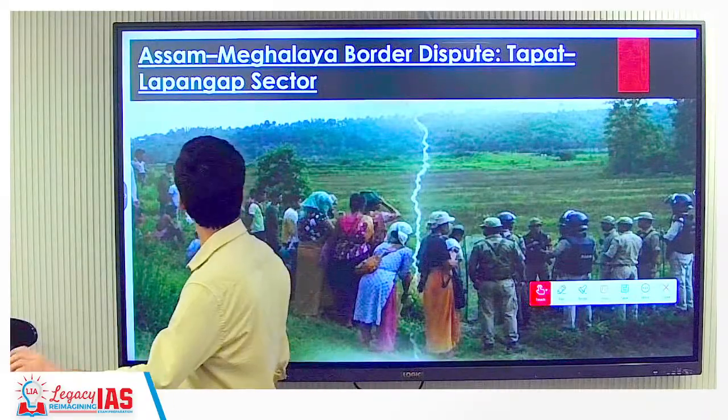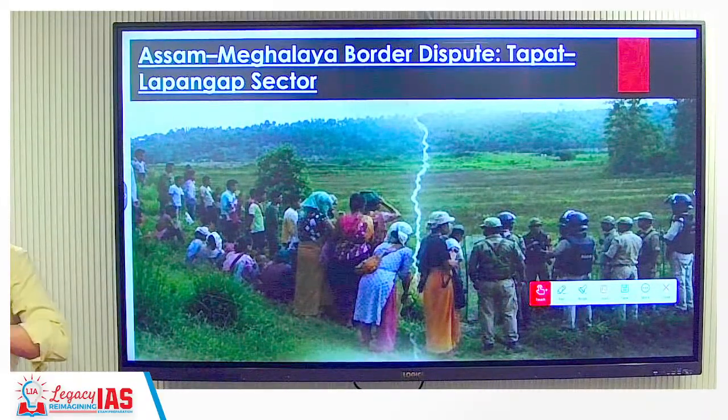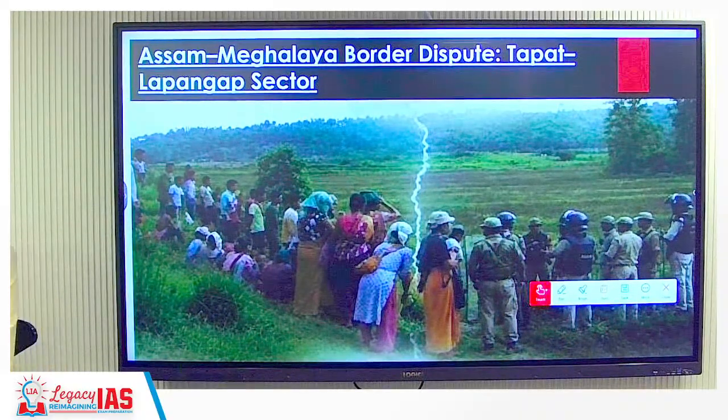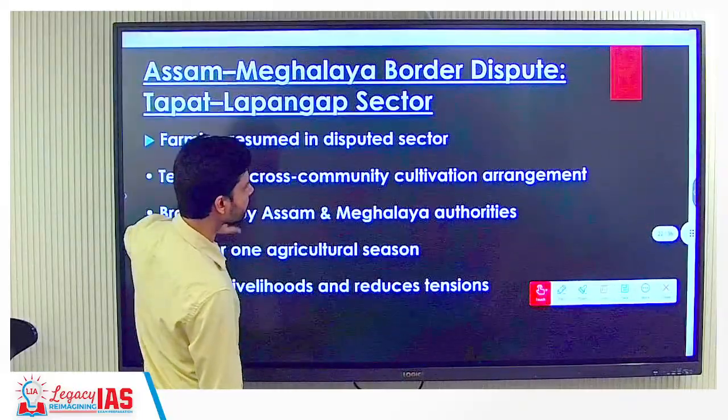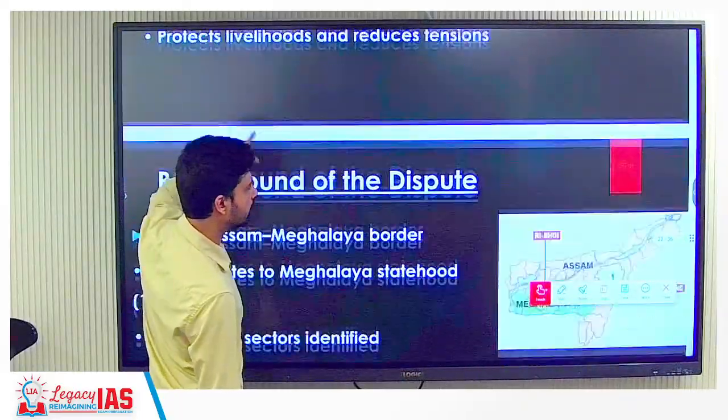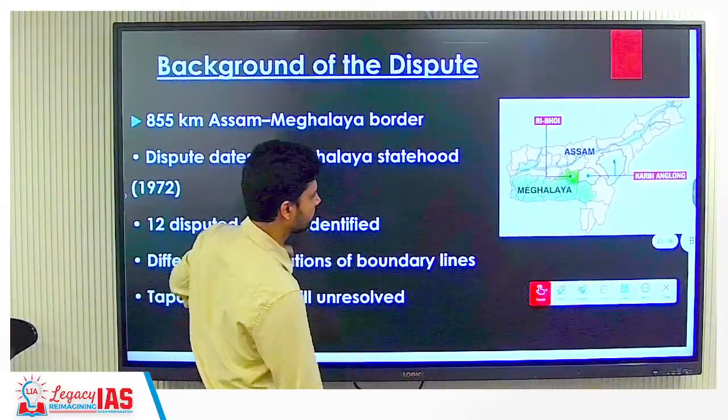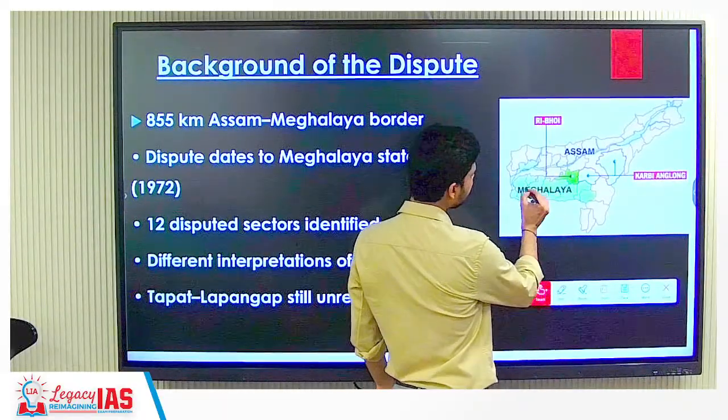Right. The next question is on the topic of internal security. So we have the Assam-Meghalaya border dispute. This is the region, the Tapat Lapangap sector, at the border of two states of northeast India, Assam and Meghalaya. First, if you look here at the map itself, this is the northeastern part of India.